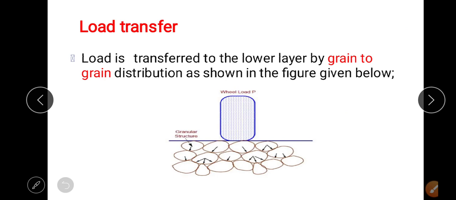Now, let us start with flexible pavement first. A few factors governing design, for example, are common for both flexible and rigid.